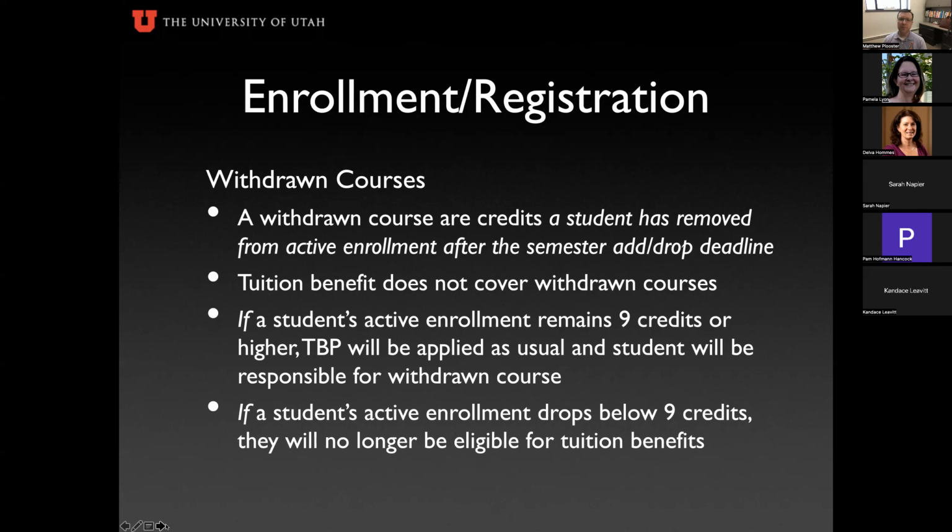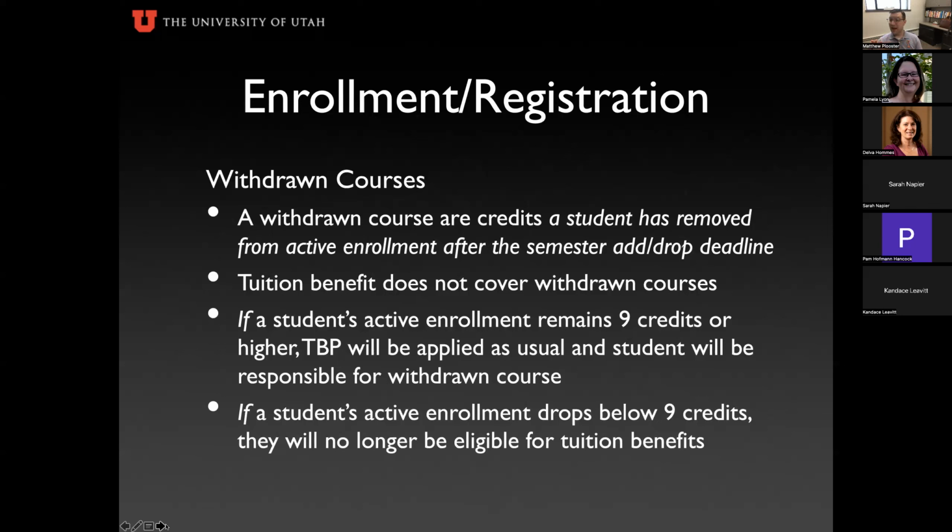Okay, so tuition benefit does not cover withdrawn courses for whatever reason. If a student's active enrollment remains at 9 credits or higher, so let's say a student is in 12 credits and then they withdraw from 3, so their active enrollment is still 9 credits, tuition benefit will cover those 9 credits as normal, and the student will be responsible for the withdrawn course.